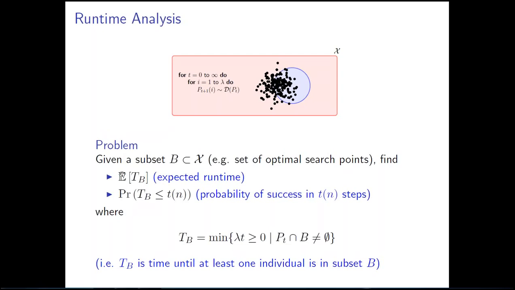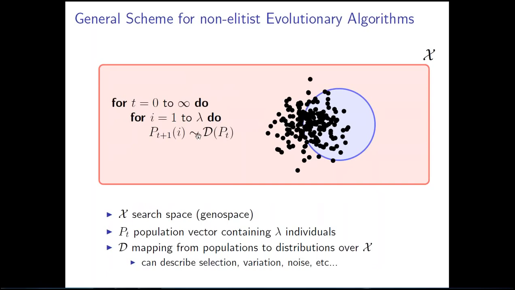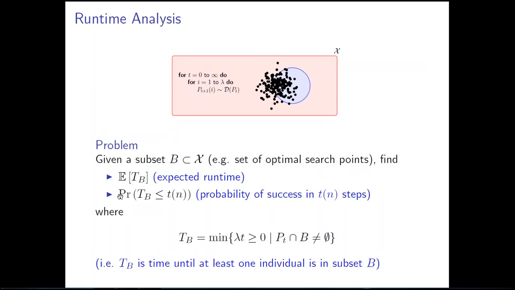And the two things we're interested in looking at. This T_B is a random variable. So the first thing we're looking at is the expectation of this random variable. So on average, what is the runtime? And the second thing we're interested in is the probability that we have a success within a fixed number of steps. This is called the success probability. The techniques which I'm going to present give you the answer to these questions, assuming that you know something about this operator D. If you know something about how this evolutionary algorithm is implemented, then these techniques will be able, in many cases, to tell you what is the expected runtime.